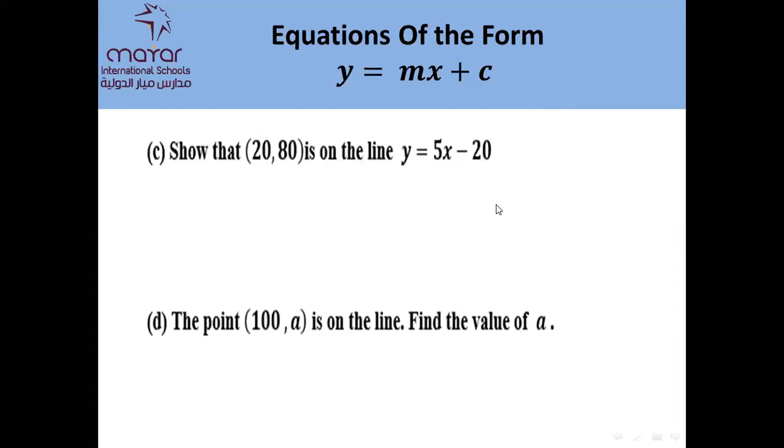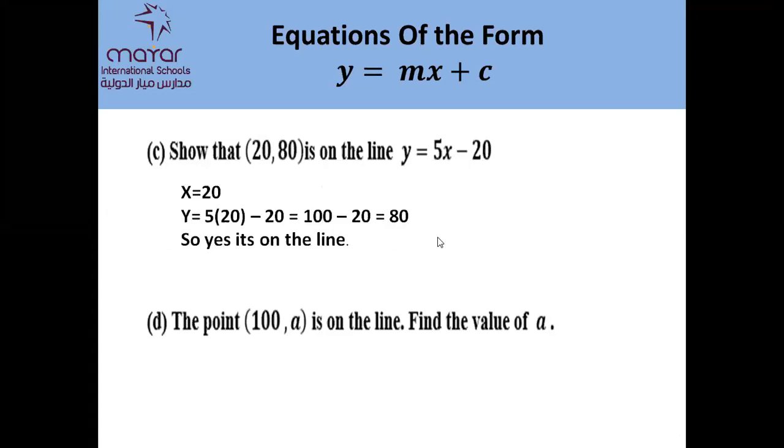Okay. We will put 20 instead of the x. Yes, excellent. And then we will multiply 5 times 20, which is 100. Then minus 20, it's 80. So it's correct. Excellent, Muhammad. So he used the 20 from x and substituted it in the equation, 5 times 20 minus 20, 100 minus 20 is 80. So we already have 80 for the y-axis, so yes, it's on the line. Thank you very much, Muhammad.